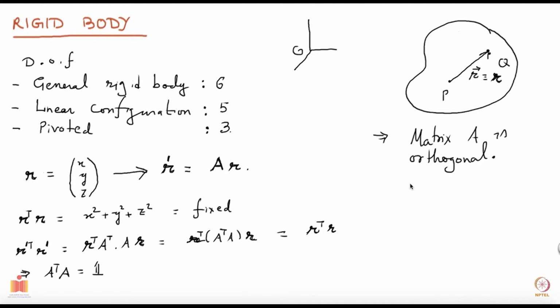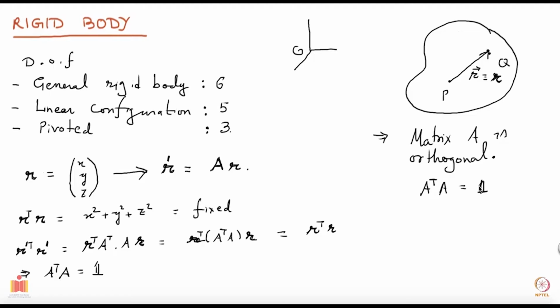Okay, that's the definition of orthogonal matrices. If you have a matrix A and it satisfies this, it means that its transpose is its inverse. Okay, that's what it means. So the transpose and the matrix are inverses of each other. Okay, that's what we have found.